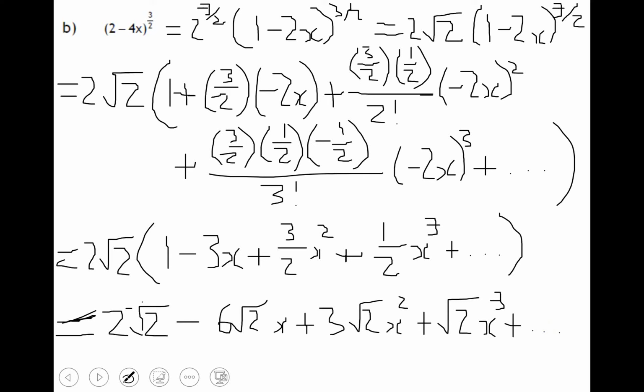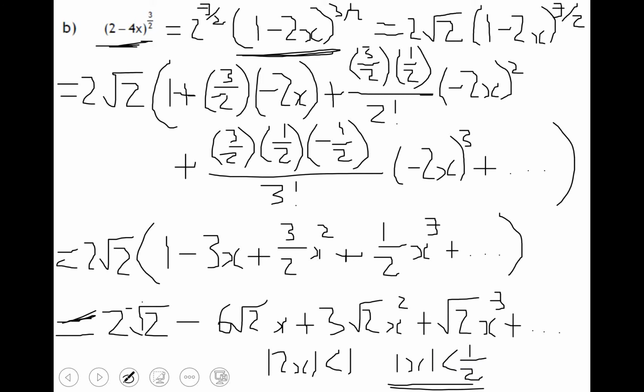We also need to know where it's valid. Again, we shouldn't be using the original function, we should be using the bracket with the 1 plus or minus. So we're going for the modulus of 2x is less than 1. So modulus of x has to be less than a half for this binomial series to be valid.